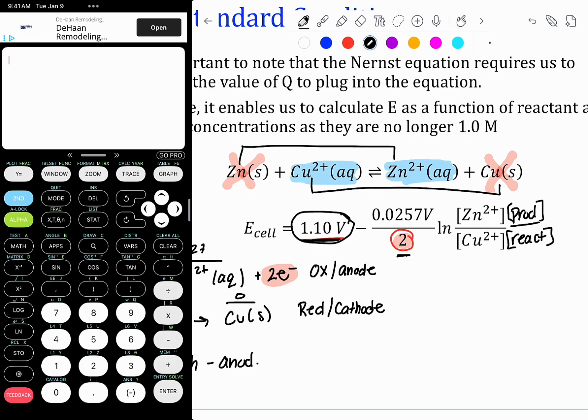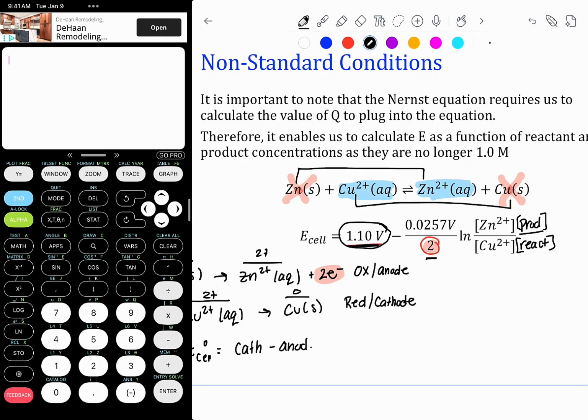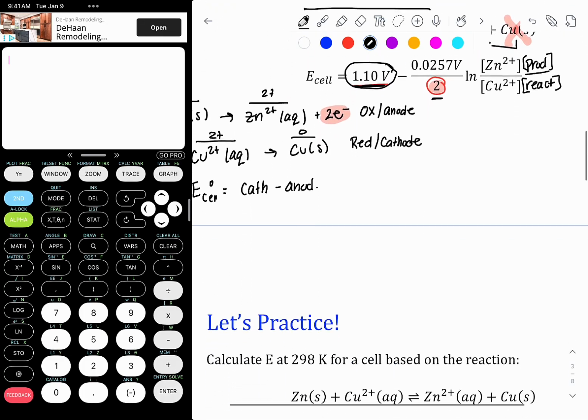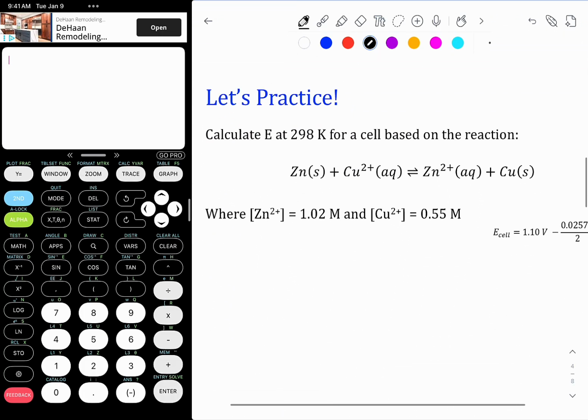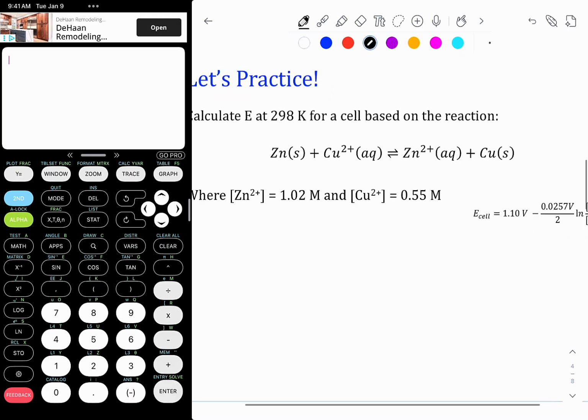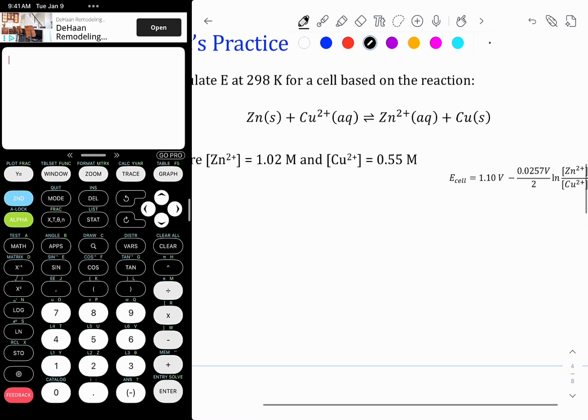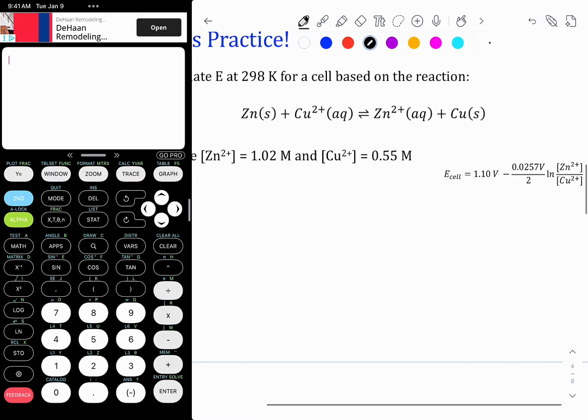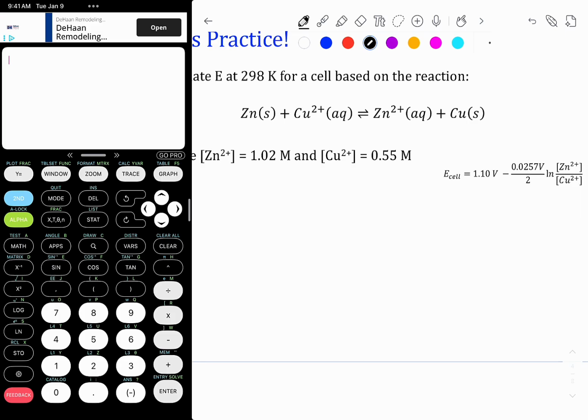Okay, so when we're calculating with our Nernst equation, we can't just look at the concentrations that are given. There are a few other calculations we have to do, other equations we need to write in order to get the other variables for our reaction. But we're just building on what we've talked about in the past. So here I have the same problem, and now I give you those two concentrations. My zinc ion concentration is 1.02, and my copper ion concentration is 0.55 molar.